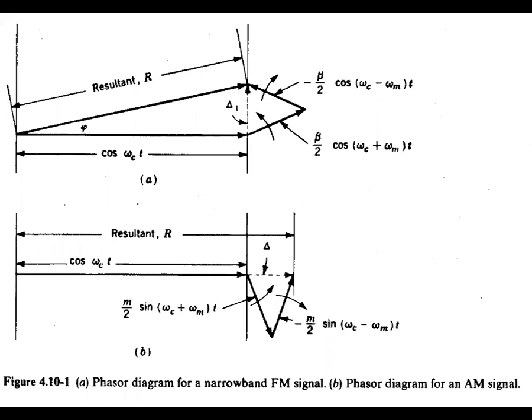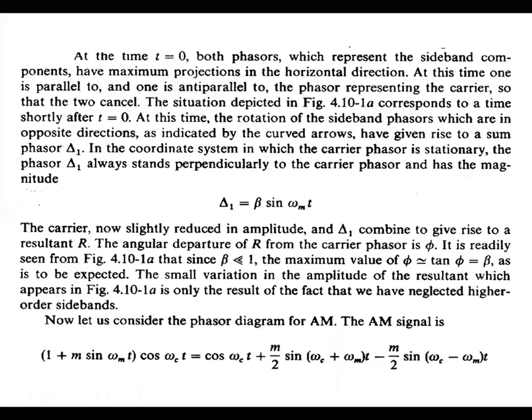Now observe the resultants here. The resultant is this, and the resultant is along with the del. So this is the difference between narrowband FM and AM. This is the case in this phasor diagram, and it is observed in this way.